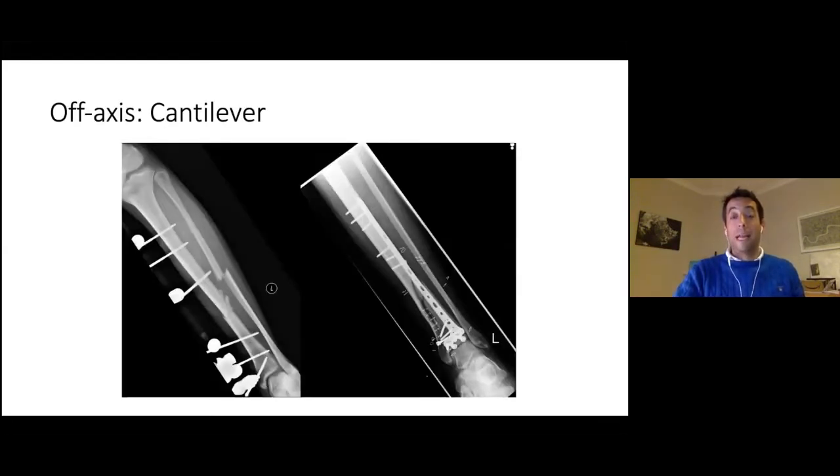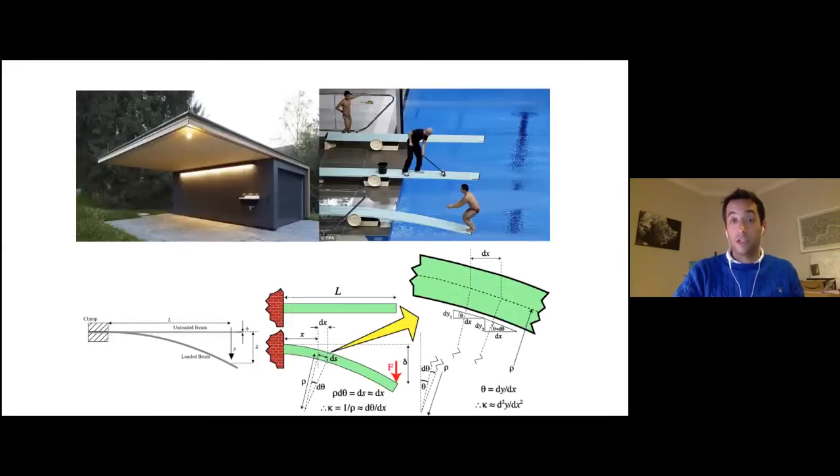From a mechanics point of view, just to remind you, plates and monolateral fixators work under off-axis fixation and are under cantilever loading. So that's your diving boards, your cantilever roofs. They're fixed at one side and cantilevered at the other. They lead to anisotropic loading of the bone and the implant, which causes potential problems with healing and lysis and so on.